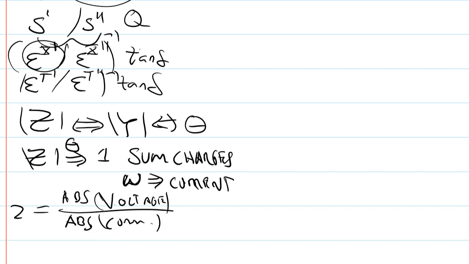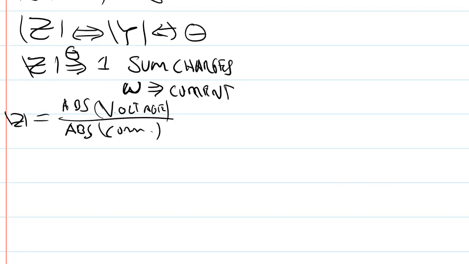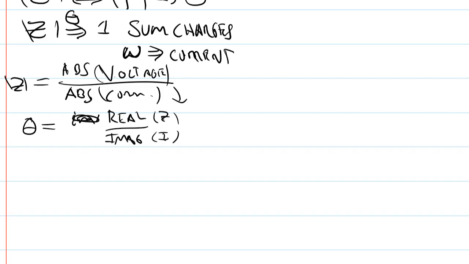And that gives you your impedance. So that is what ends up happening. And in order to get phase, you're going to do the real over the imaginary impedance. So you put that equation in, and instead of doing absolute, you just do real and imaginary. And that would then give you your ratio.